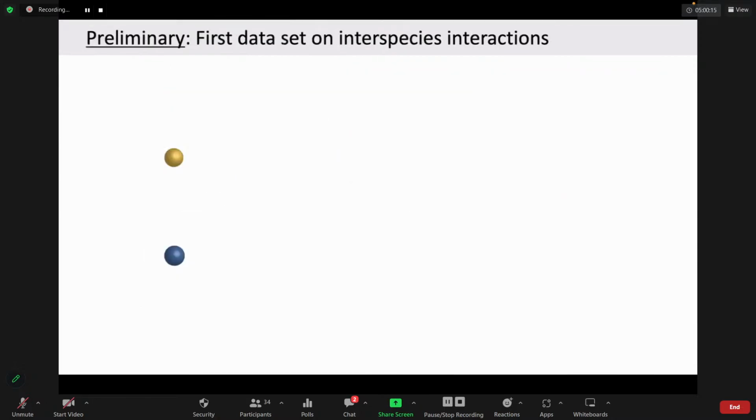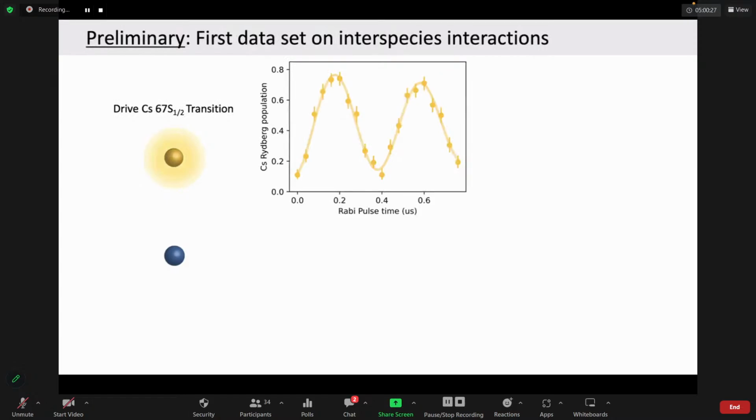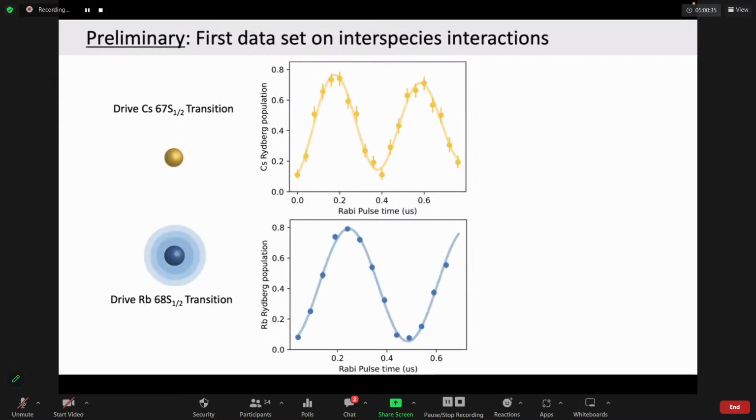So I want to show you our progress towards realizing that. This is now very preliminary data, so don't judge me on the fidelities yet. We are improving all of them. We understand where our infidelities come from. But here I'm just showing you that we can independently drive the cesium ground state Rydberg oscillation. We can independently drive the rubidium ground state Rydberg oscillations.